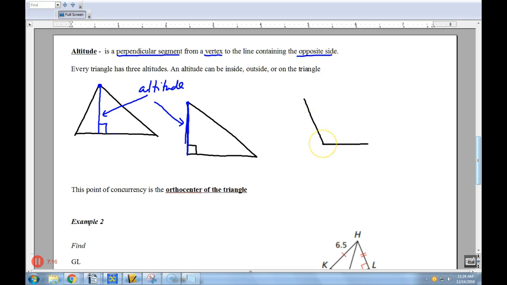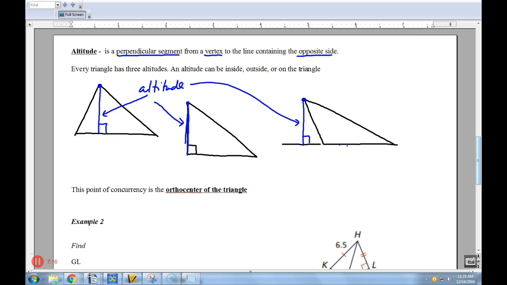For instance, if we have an obtuse triangle here and I need to get from this point to the other side at 90 degrees, well, I can't do it right now. What I'm going to have to do is draw an auxiliary line and extend that out a little bit. And now I can draw a line coming down. So sometimes the altitude is on the outside of the triangle. But an altitude is basically a perpendicular segment that goes from a corner to the opposite side at 90 degrees.